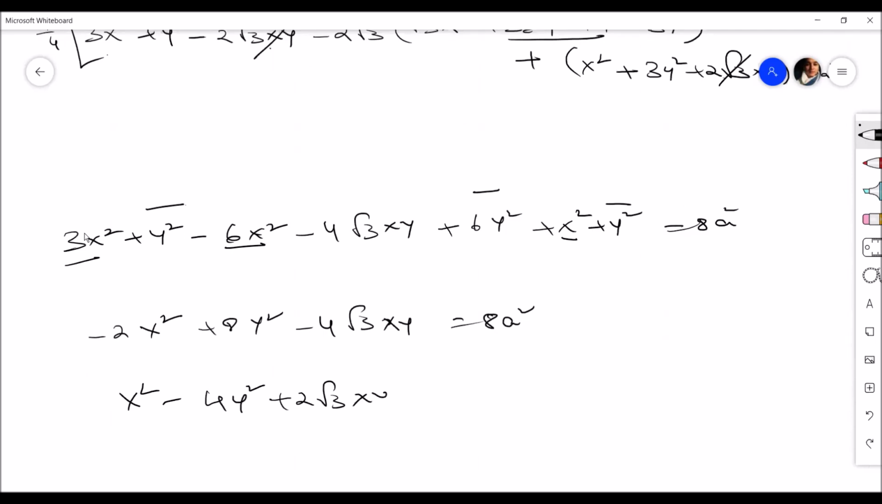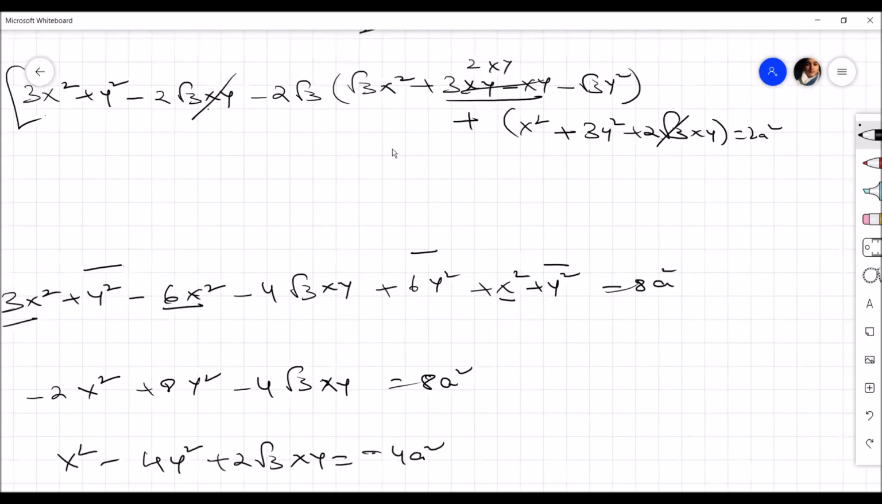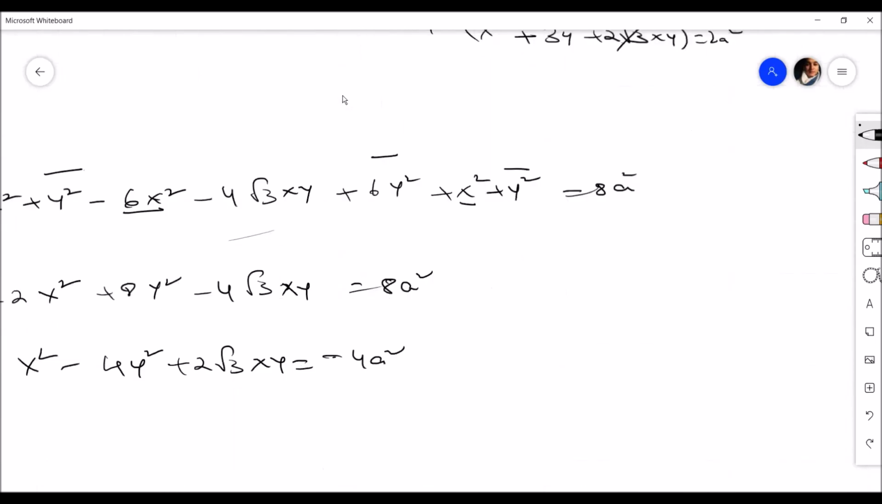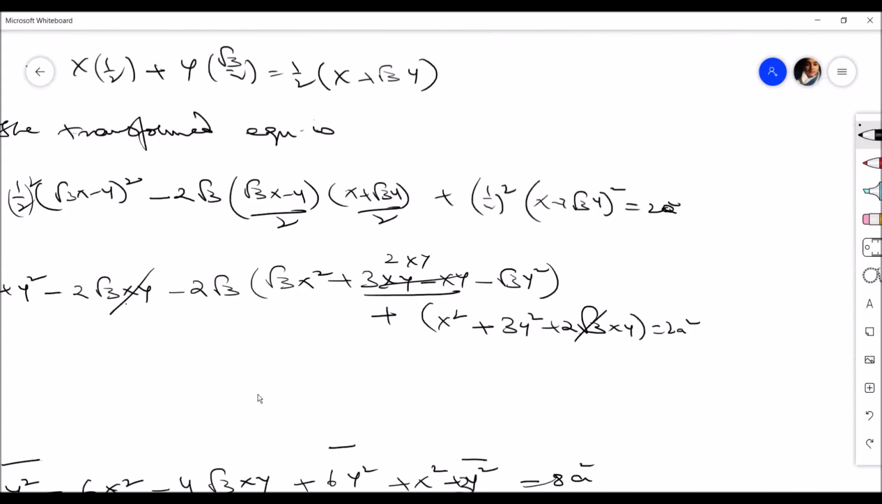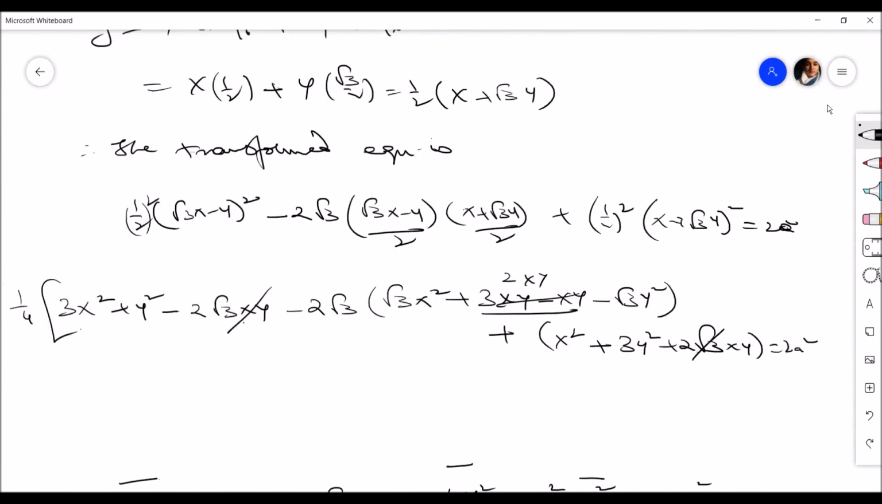plus 2 root 3 xy is equal to minus 4a square. Any doubts here? Anyone? Yes, this is 3y square. So that will give you 10y square here, and that will give you 5y square here. So it's just, again, simple calculations that you need to be careful about. Any doubts, anyone? All of you are clear?